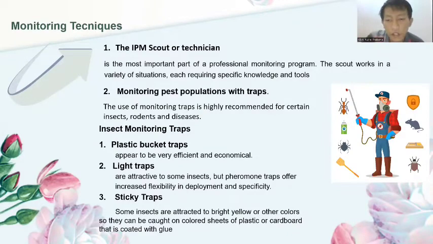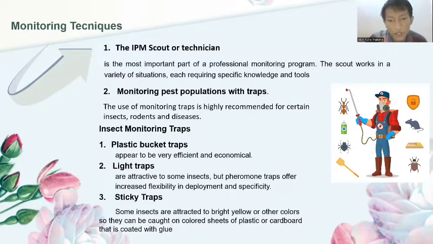The use of monitoring traps is highly recommended for certain insects, rodents, and diseases. Practically speaking, these devices are a must. They extend the edge of the pest manager to places they cannot see and provide ongoing coverage. An example of insect monitoring traps: the first is plastic target traps, which appear to be very efficient and economical.